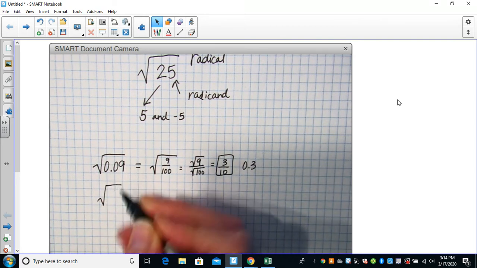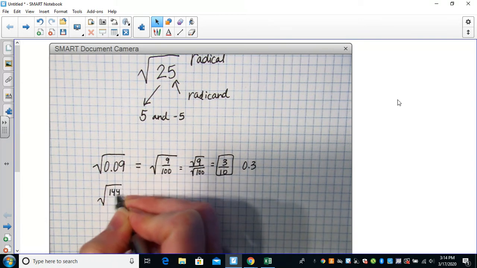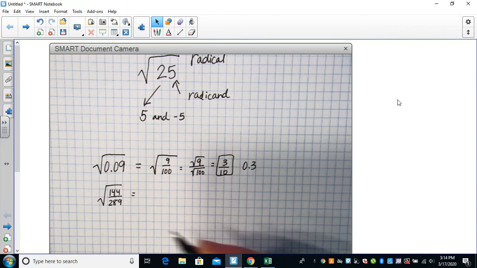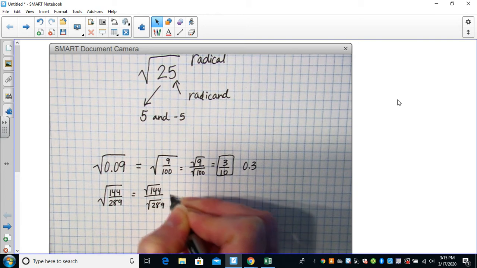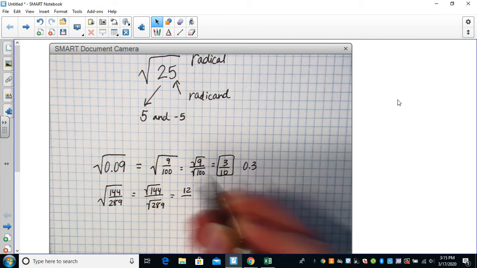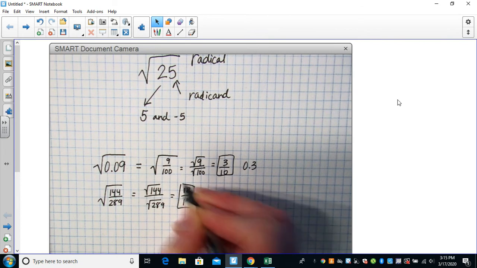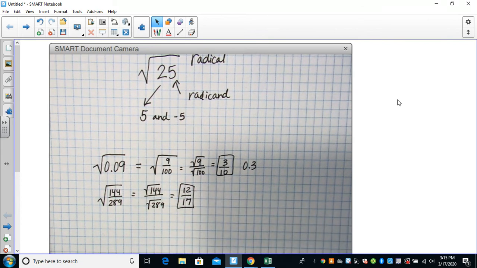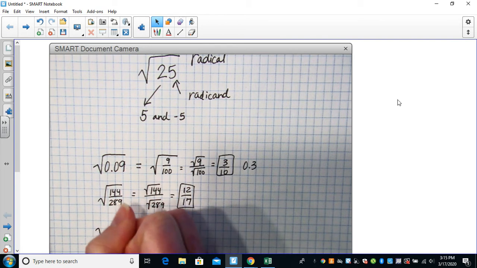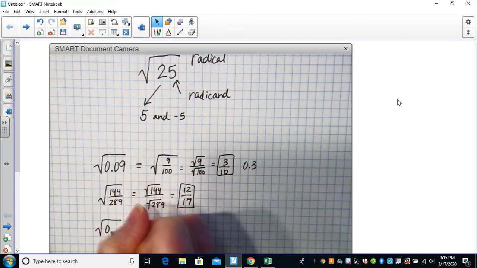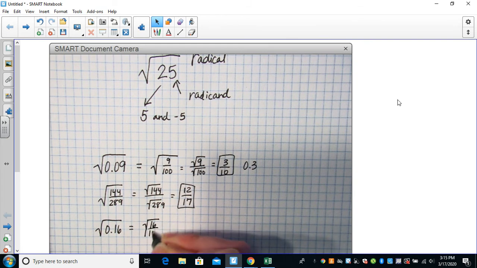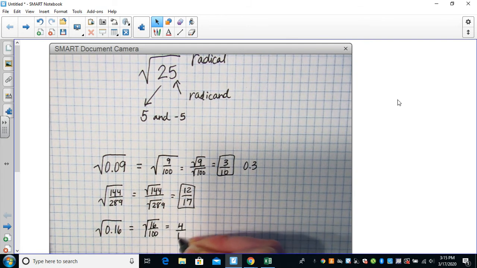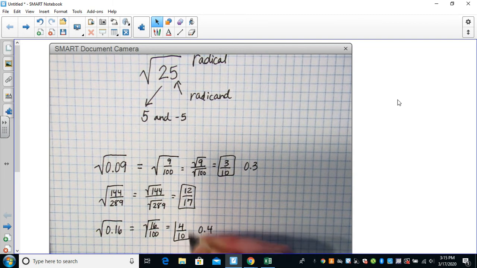Again, here's another fraction, like the square root of 144 over 289. Both of those are perfect squares. You could separate them if you wanted. Square root of 144 is 12, and the square root of 289 is 17. Again, me knowing all those perfect squares is very, very helpful. Finally, here's another decimal, the square root of 0.16. That's another hundredth. That's the square root of 16 over 100, which is 4 over 10, or 0.4.